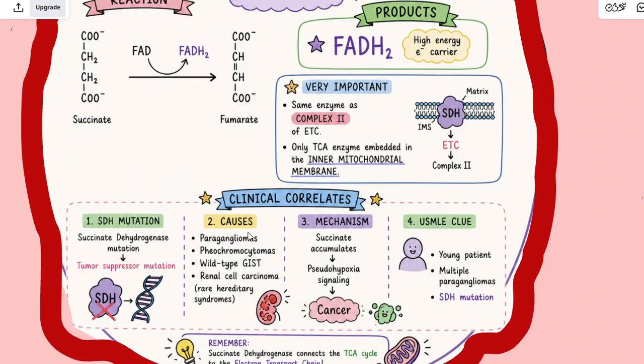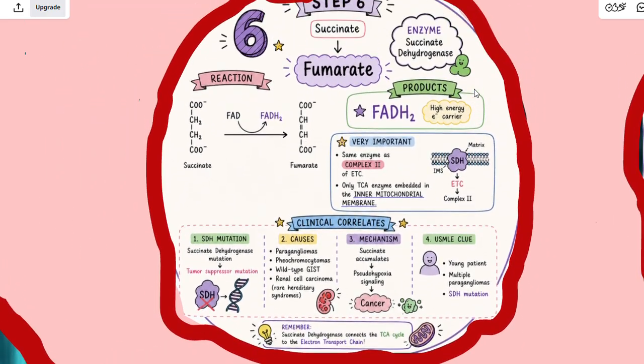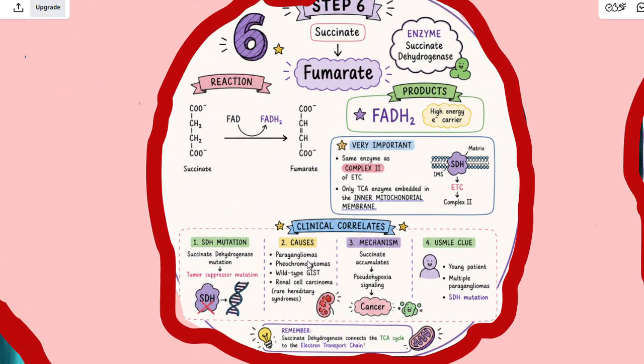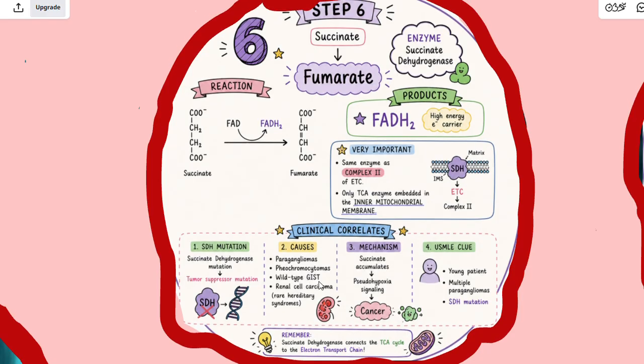The cancers that are most susceptible when we get succinate dehydrogenase mutation are paragangliomas, pheochromocytomas, wild type gastrointestinal stromal tumors, renal cell carcinoma, and some rare hereditary syndromes. The mechanism is basically that succinate accumulates and pseudohypoxia signaling is activated. So it stabilizes hypoxia inducible factor, and that leads to cancer. A USMLE clue could be young patients with multiple paragangliomas with an SDH mutation. Remember, succinate dehydrogenase connects the TCA cycle to the electron transport chain.